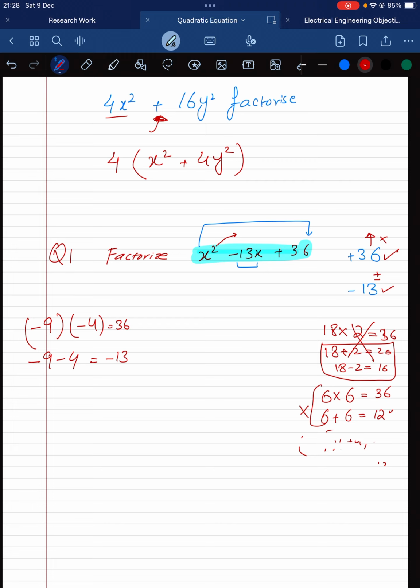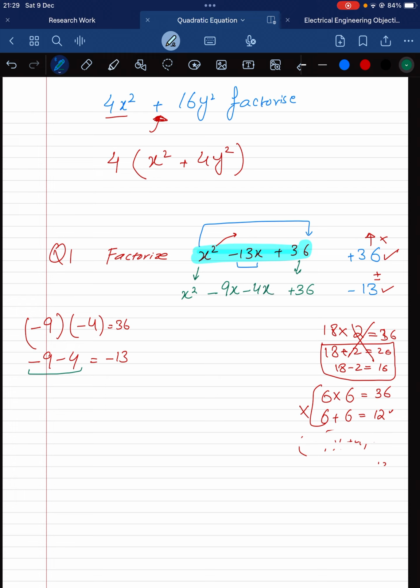Then what we can do is write the first term as it is, and the last term as it is. And the middle term you should write whatever you have written over here, minus 9, but with the variable. If it is x you should write x, and if it has y you will write y. So minus 9x minus 4x.